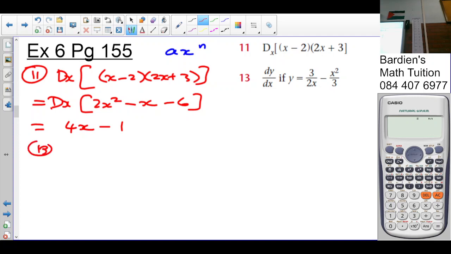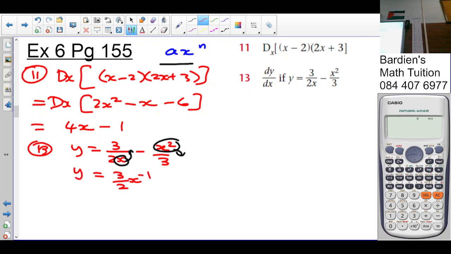Number 13. y is equal to 3 over 2x minus x squared over 3. Now this one, many people make a mistake. So they always tend to ask something like this in your exam. To get it in this form, I'm going to bring the x only up. Can you see that? And this here I write next to it. So that will be y equals 3 over 2 x to the negative 1, minus, there's a 1 in front there, so it's a third x squared. If it's next to the fraction, it could go to the numerator or vice versa.